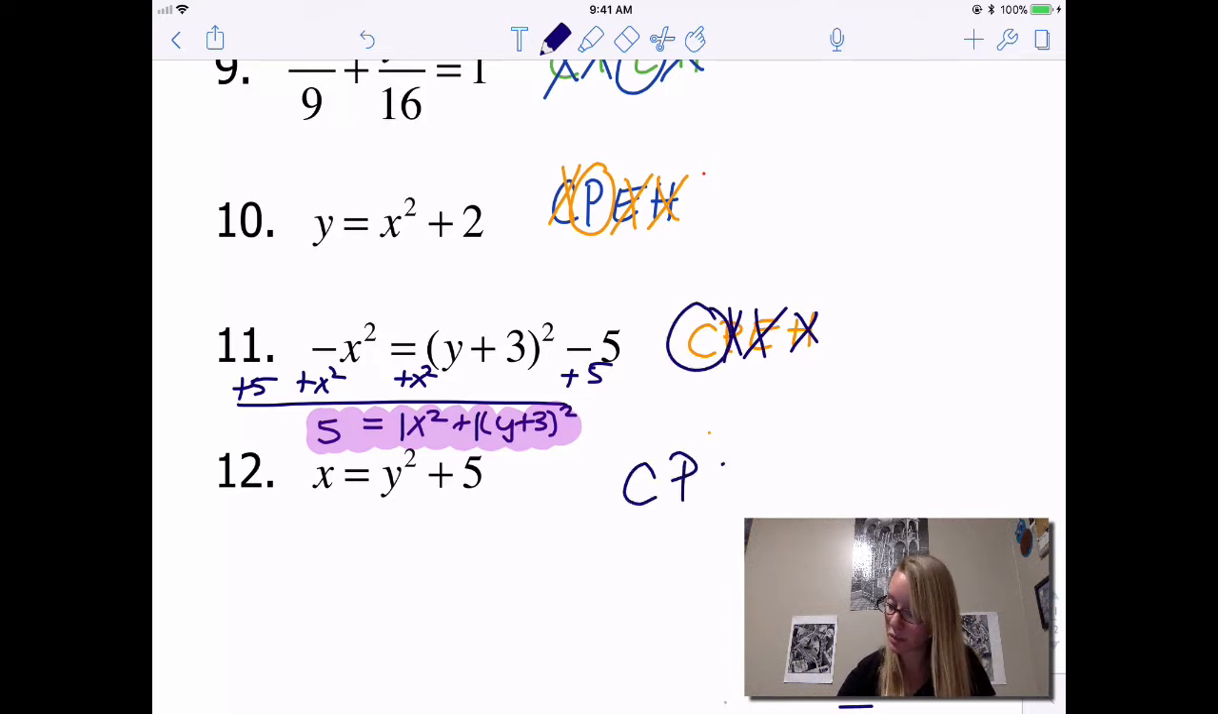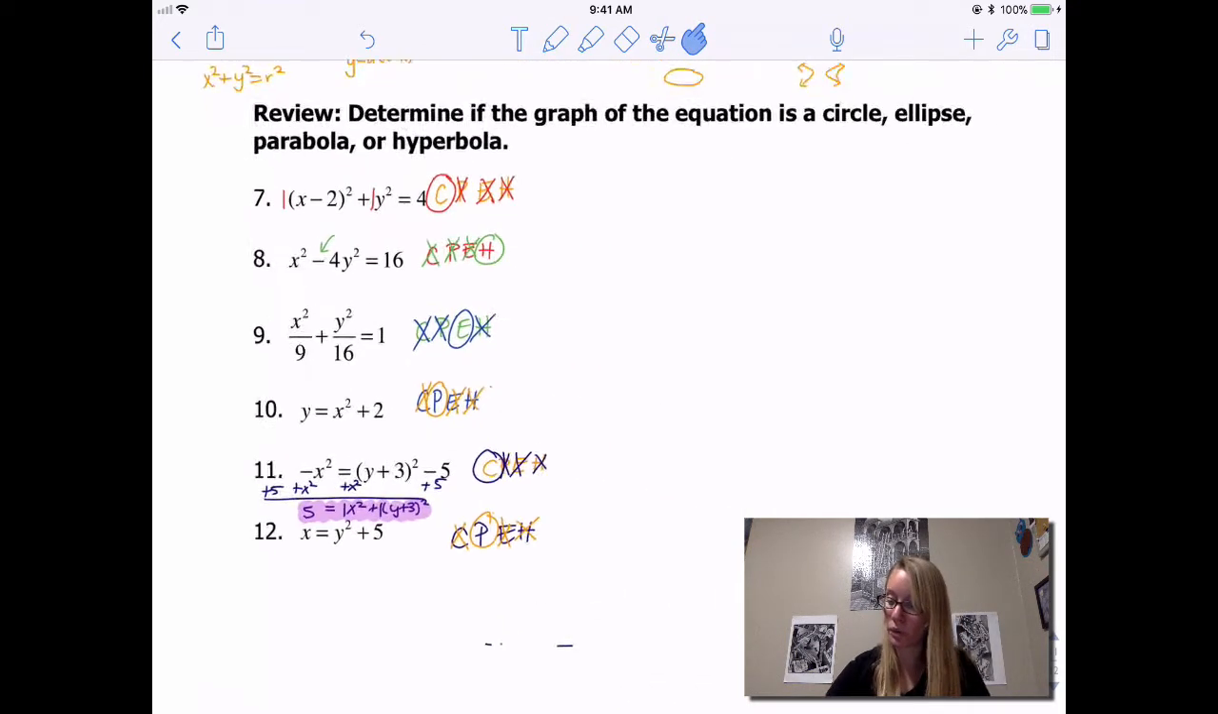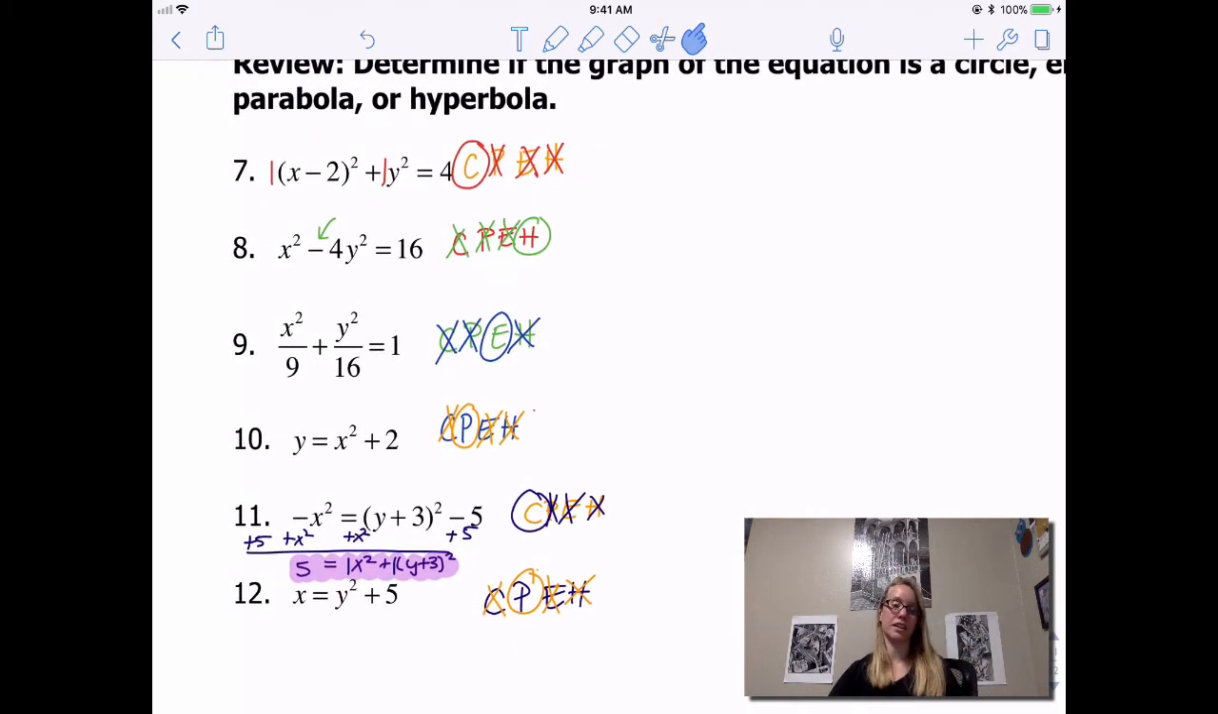The last one, circle, parabola, ellipse, hyperbola, only one thing is squared. So we know that on a circle I have both things squared, ellipse, both things are squared, hyperbola, both things are squared, so we've got parabola. There will be a whole section on your test that's just identifying. So you've got to go through that checklist. Are both things squared? If so, cross out parabola. Is there a minus? If not, cross out hyperbola. Keep going down the line to make sure that you've covered everything.